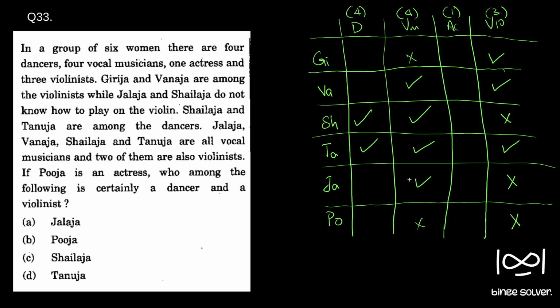Now, if Pooja is an actress, who among the following is certainly a dancer and a violinist? If you see the common 2 people, the violinist and dancer is Tanuja. So Tanuja is the correct answer. D is the solution. We didn't use many of the information that was given. We could have saved some time if we skipped some of the information. Anyway, question 33, solution D.